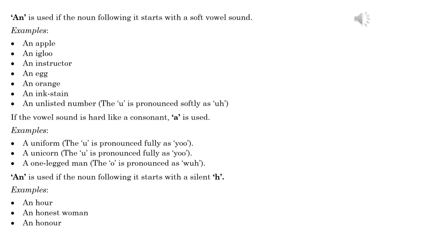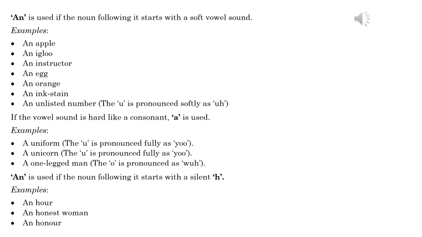An is used if the noun following it starts with a soft vowel sound. Examples: an apple, an igloo, an instructor, an egg, an orange, an ink stain, an unlisted number. The U in unlisted is pronounced softly as a.